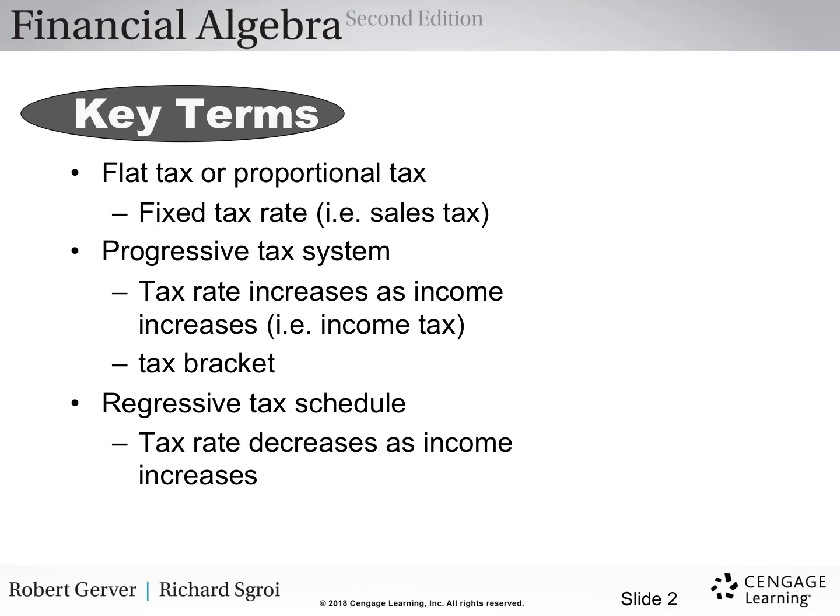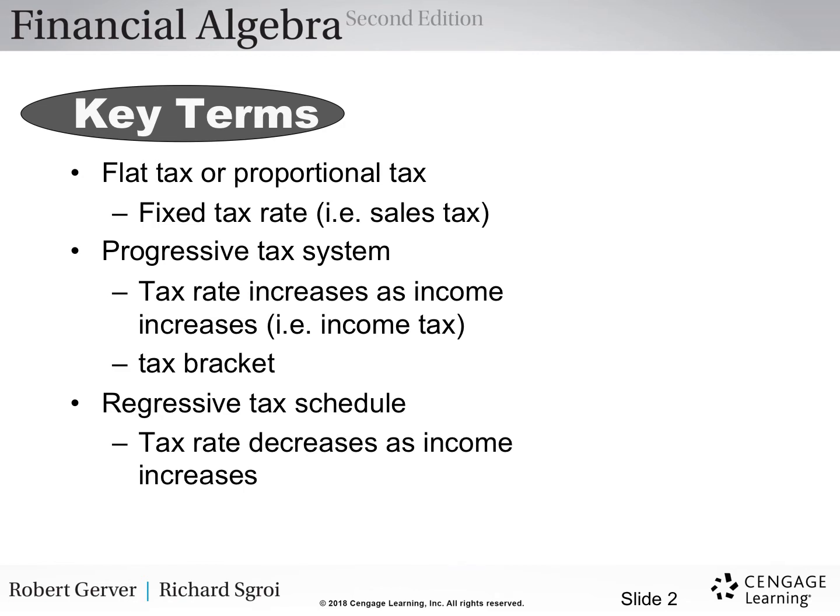The second is progressive tax system. This is where the tax rate increases as your income increases, much like the federal income tax. In this case, you would have various tax brackets where there would be a certain percentage, and then as you move to the next bracket, it would be a higher percentage.